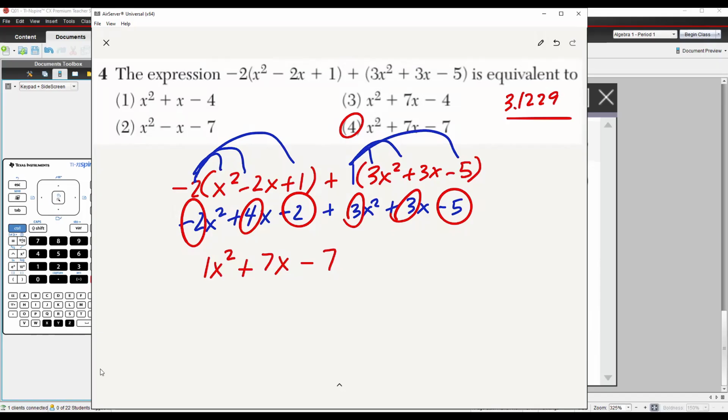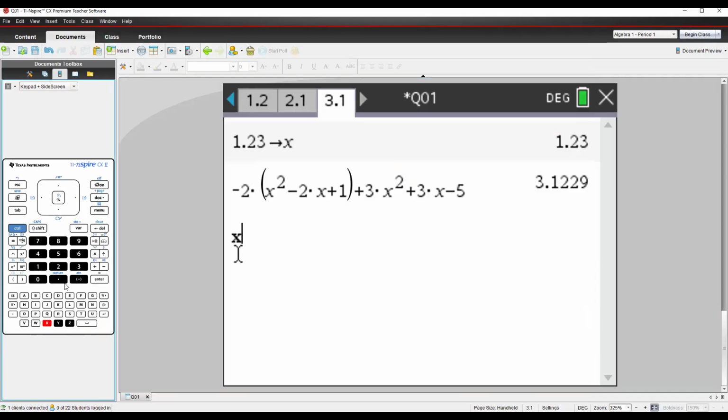So we know the answer, so I'm just going to check it. I'm going to type in x squared plus 7x minus 7. Now, if this is correct, I should get 3.1229, and I do. So I know my algebra was good.